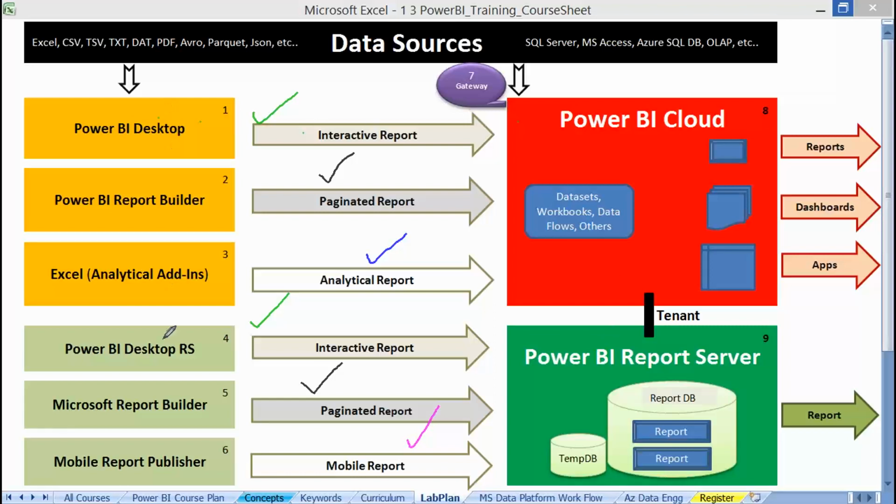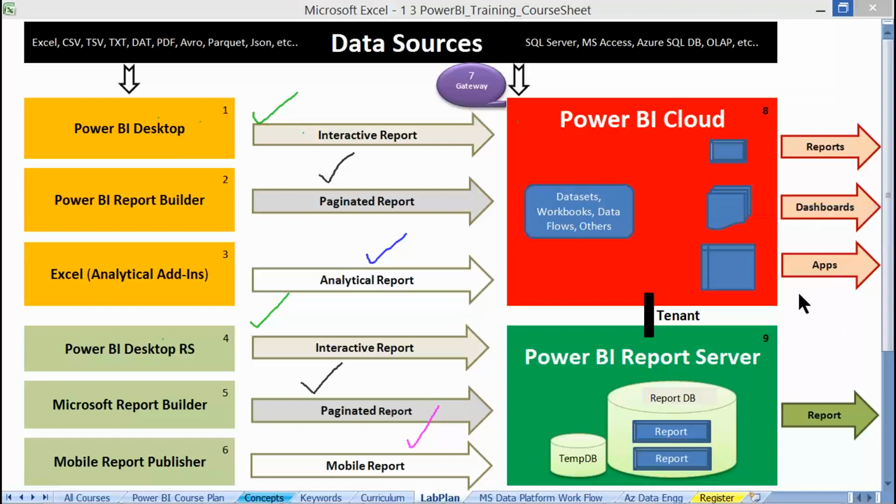So 2 tools, Desktop and Desktop RS, for interactive reports. 2 more tools, Power BI Report Builder and Microsoft Report Builder, for paginated reports. One for cloud, one for report server. Analytical reports, Excel, and mobile report, something called the Mobile Report Publisher tool. Total 6 different tools to serve 4 different report types: green, black, blue, and pink, and 2 hosting environments.